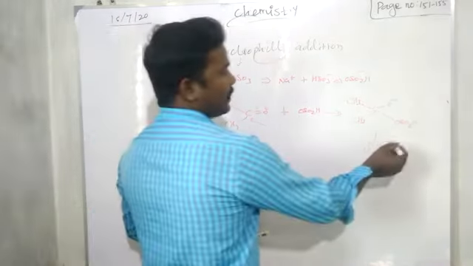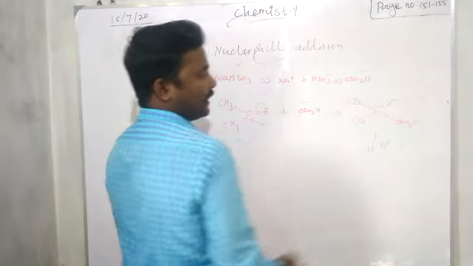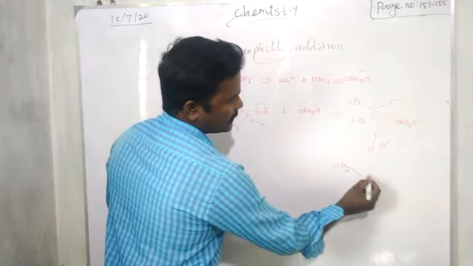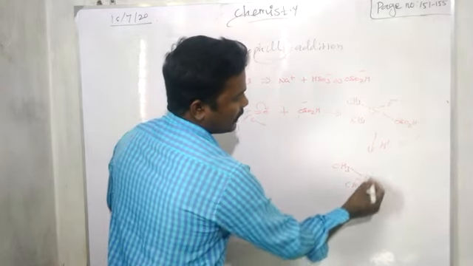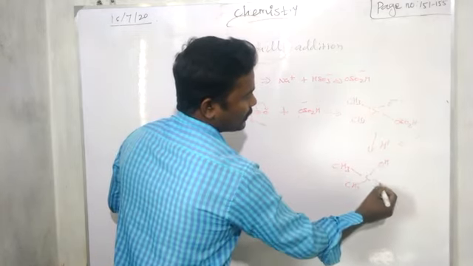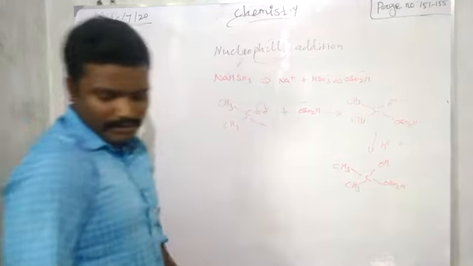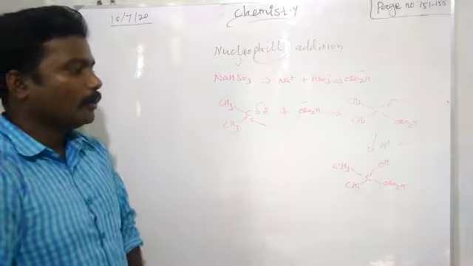So the H plus will form a bond with the oxygen. So what is our product? CH3, CH3, C with OH and OSO2H. So this is the way we can prepare the compound.